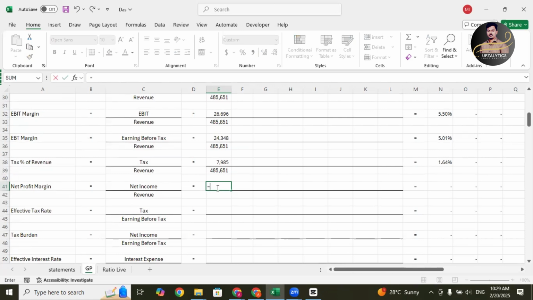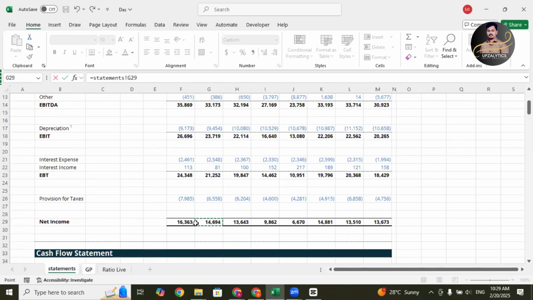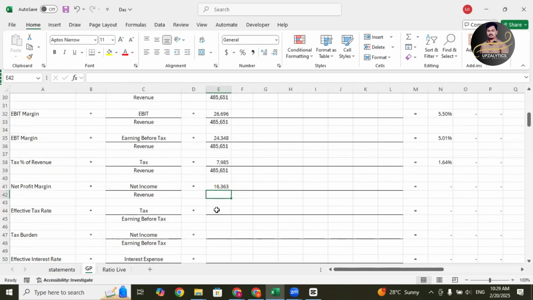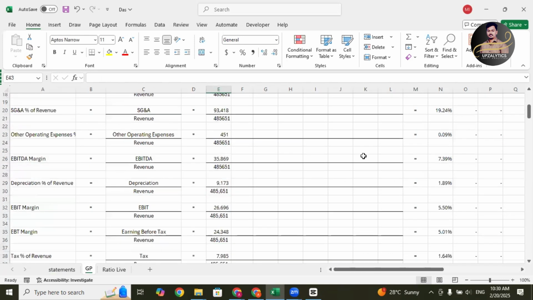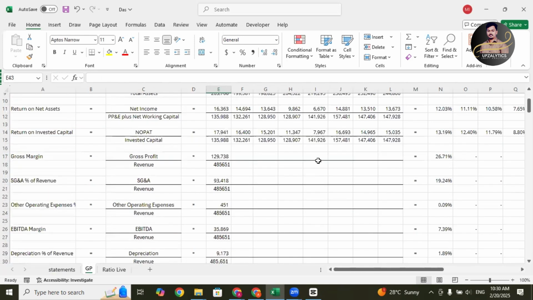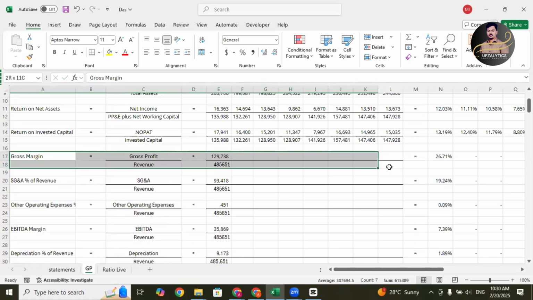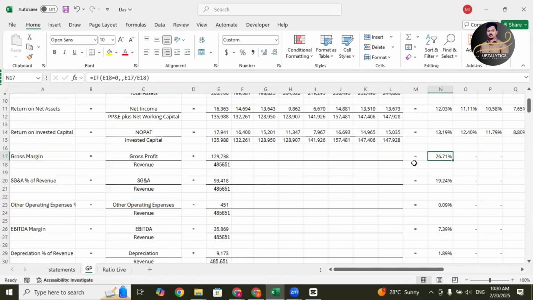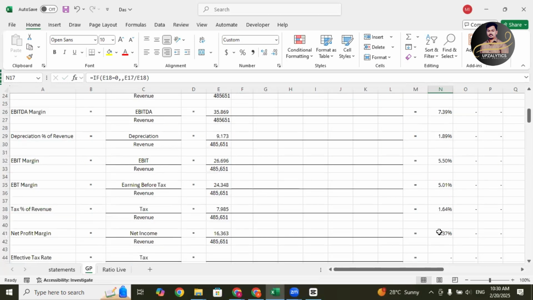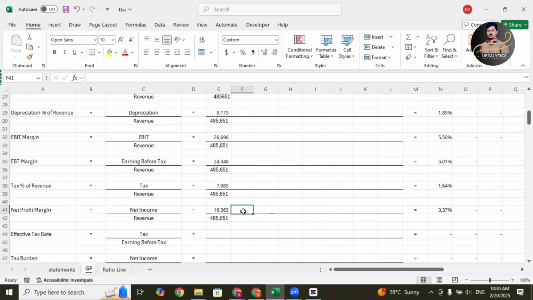Another thing, let's move forward to our net profit margin. To calculate our net profit margin, we can take the net profit from here. Also, how much net profit we have for the revenue. Sorry, we have only 3.37 percent of net profit for the whole revenue, but we have around 27 percent of gross profit, and only 3.37% of net profit.